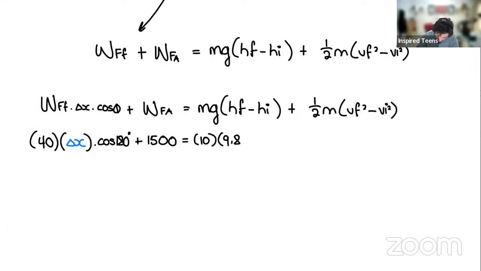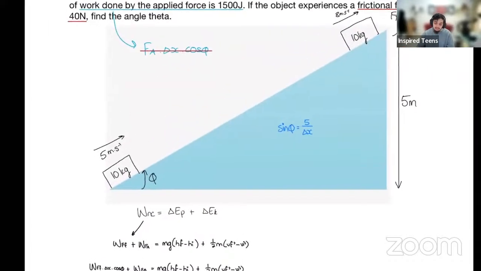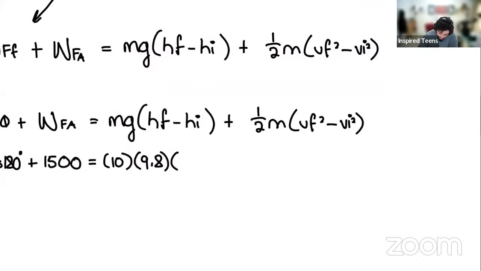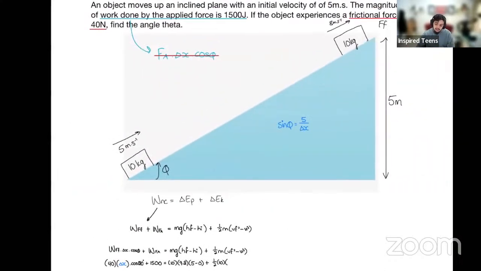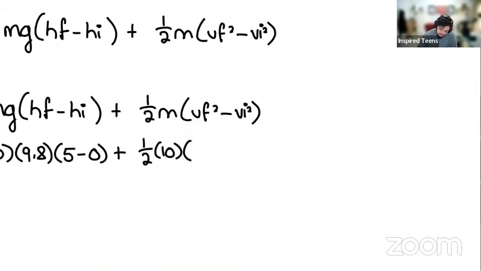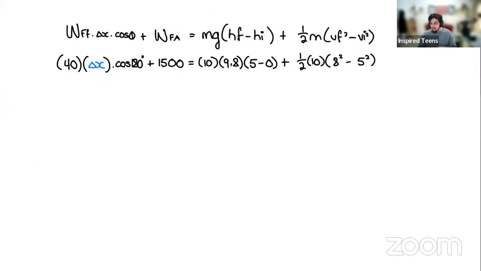Okay, g is 9.8. Final height minus initial height. In this case, it's moving from the bottom to the top, so the final height is 5. The initial height is 0. Plus half, m is 10, v final squared, that's 8 meters per second squared. Initial is 5 meters per second squared. So let's do that calculation: 8 squared minus 5 squared. Okay, so you see we have everything except for delta x.